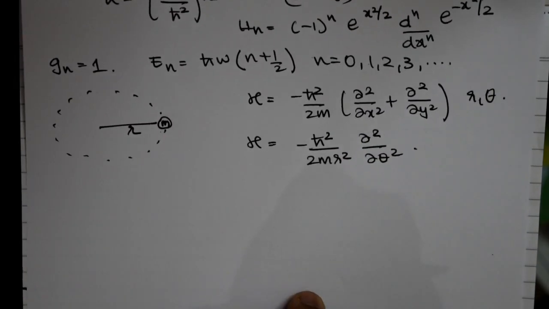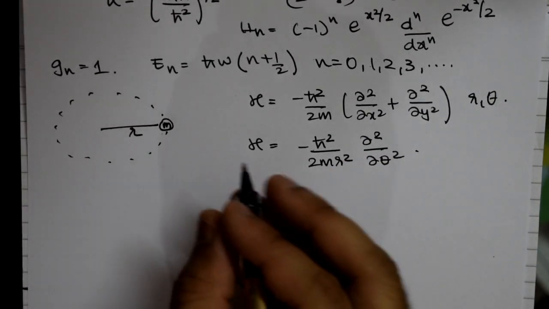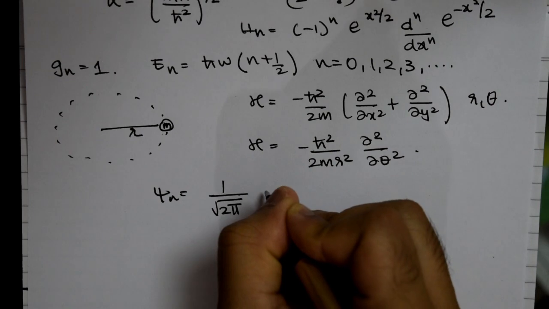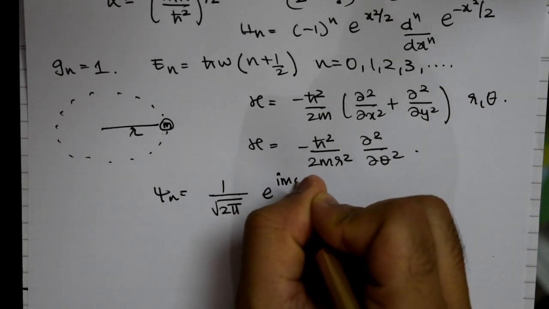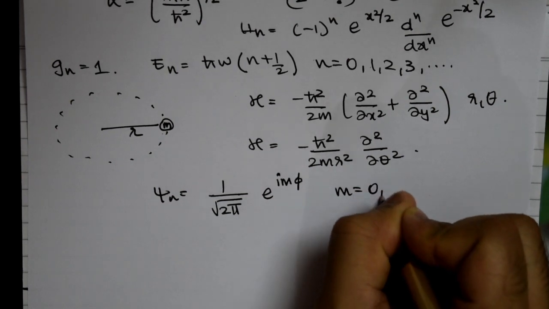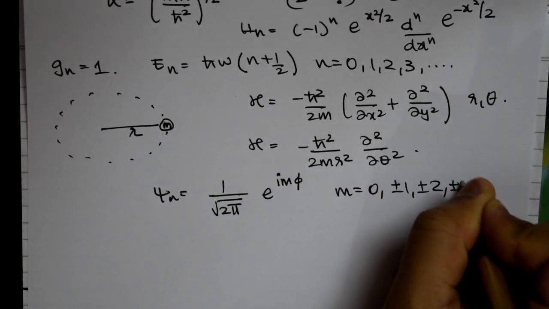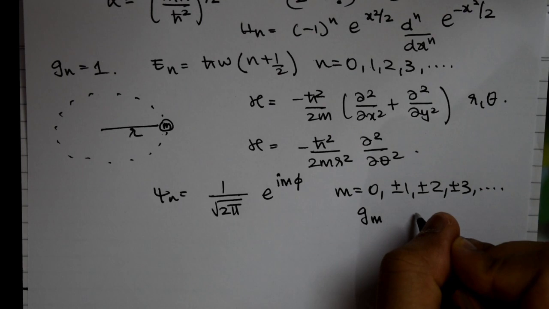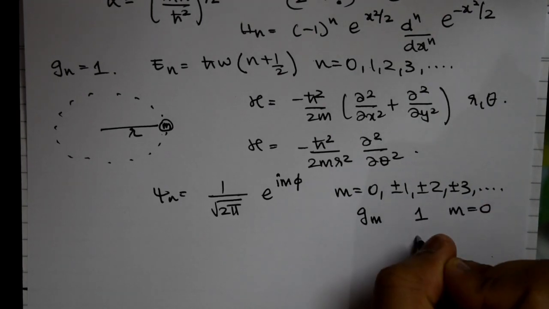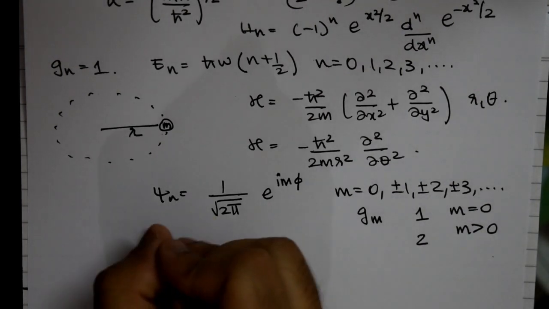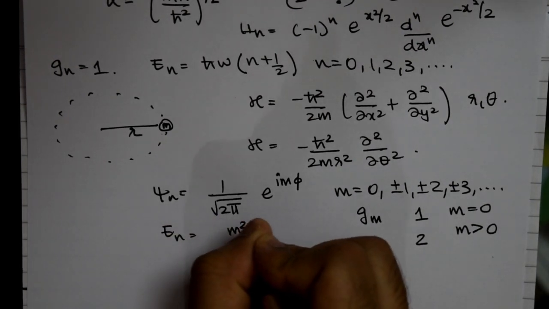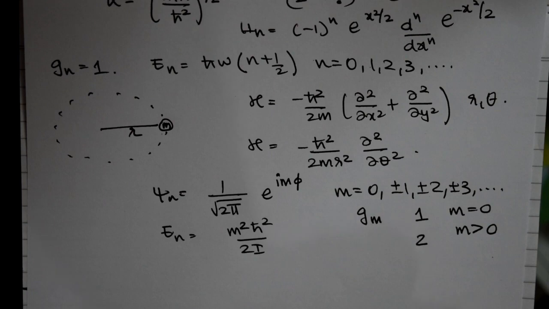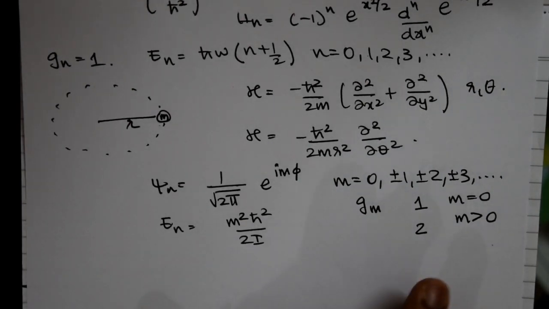After having done this, the next thing that we did was to solve this, where psi n was given by 1 over square root of 2 pi, which is a normalization constant, times e power i m phi, where the value of m goes between 0, plus minus 1, plus minus 2, plus minus 3, and so on, such that the degeneracy is 1 when m equals 0, and is doubly degenerate when m is not 0. In this case, the energy was given by m square h cross square by 2I, where I is the moment of inertia. So these were the different models that we had learned so far.